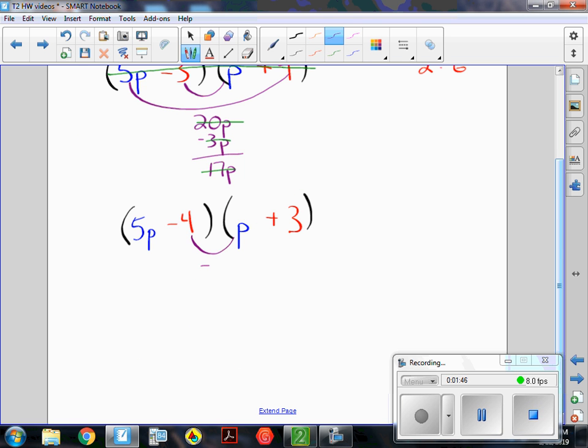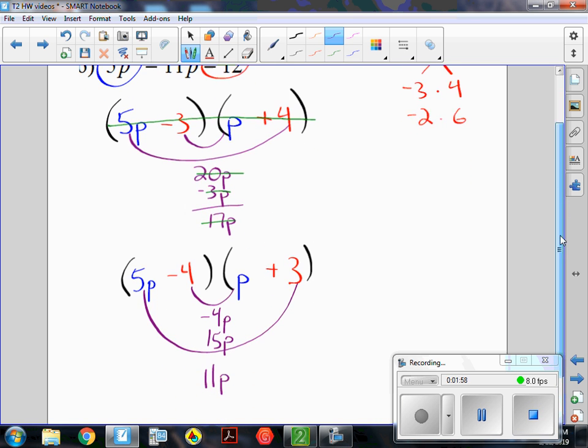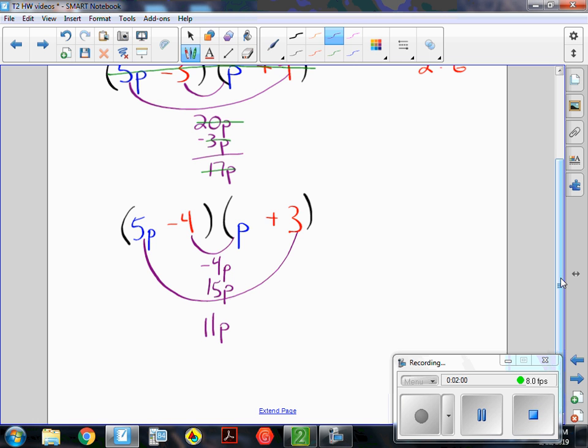So negative 4 times p is negative 4p. 5p times 3 is 15p. Negative 4 plus 15 is 11p. Go back up to the original problem, and I wanted negative 11p, so it's very close. So what I need to do if I have the wrong sign is I need to change my signs.